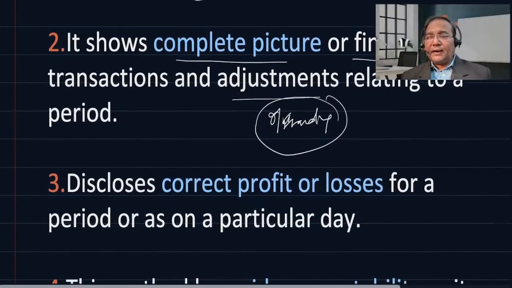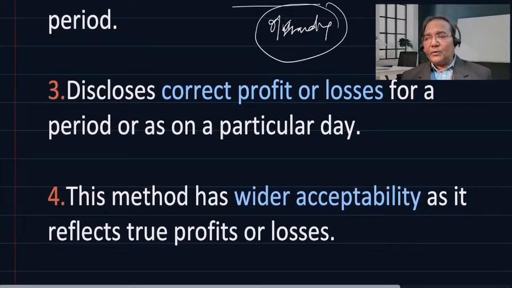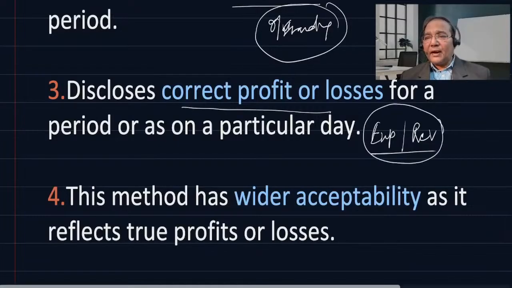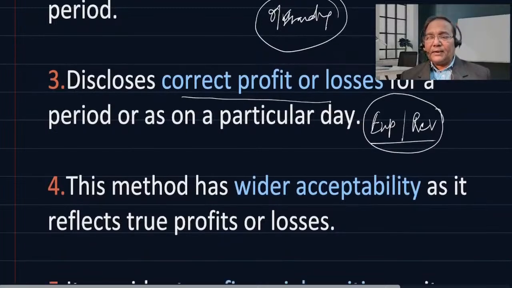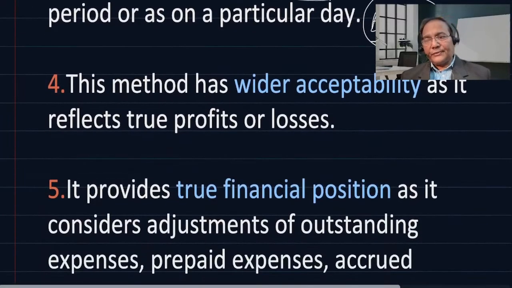Now, it discloses correct profit or loss for a period as on a particular day. So on any particular day, if we want to know the profit or loss, we can very well assess through this method of accounting, because we know the expenses and what is the corresponding revenue. Whether paid or not is immaterial, but we can treat it as profit or loss. This method has wider acceptability as it reflects true profit or loss. Since it is a better way of maintaining the books of account, and since it generates a real profit, paying attention to the accrual concept, wherein revenue for the period and expenses for the period are assessed in order to find out the profit or loss.